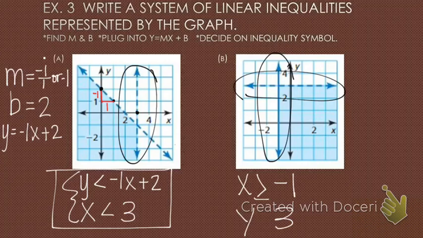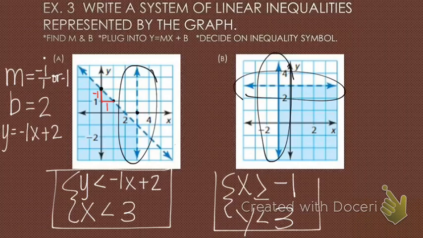And then the shading, Kiana, above or below the line? Below. Which makes it which symbol? Less than. Just less than or less than or equal to? Why just less than? Because the line is dotted, it's just less than. So we put our bracket or our brace, and that is the system of inequalities for that graph. And that is lesson 5.7.